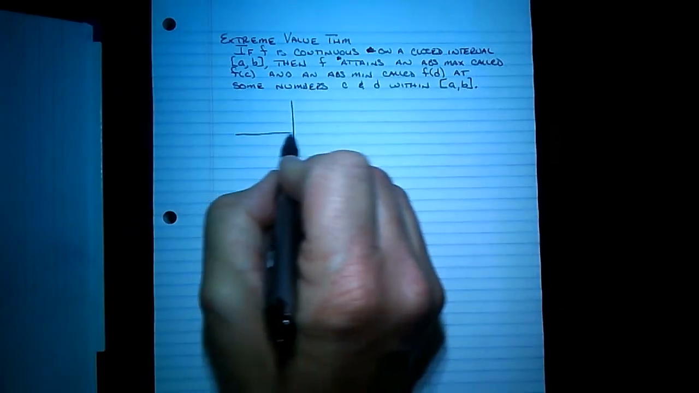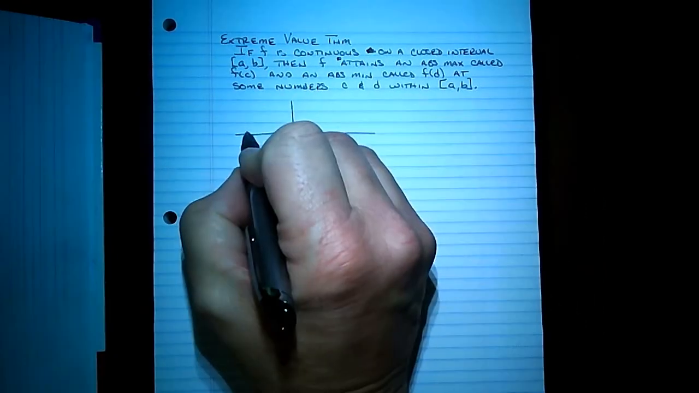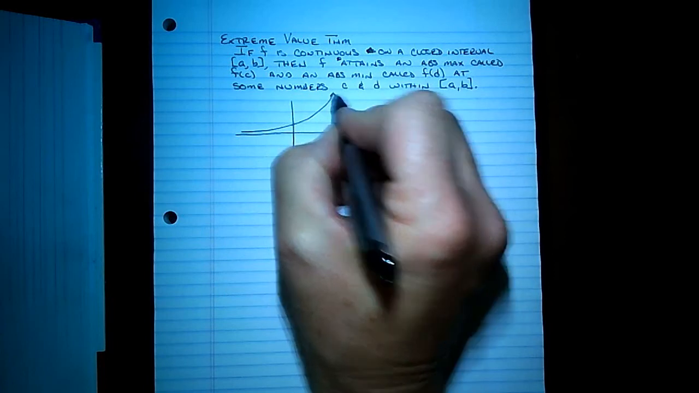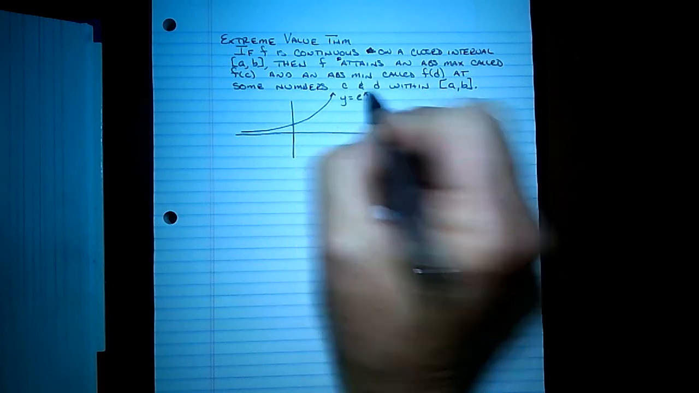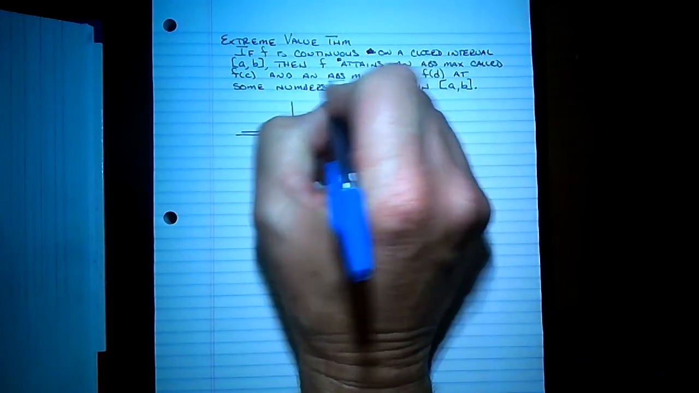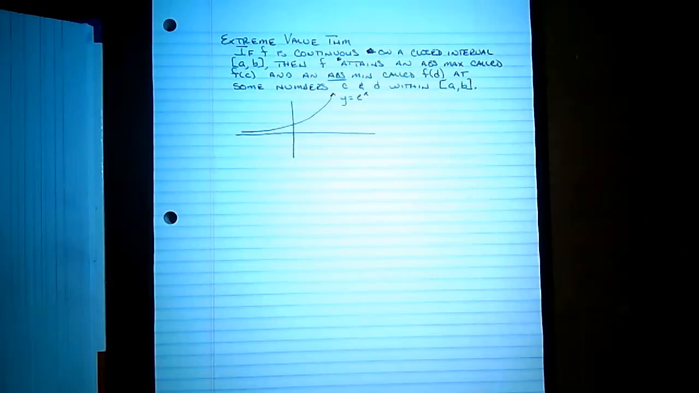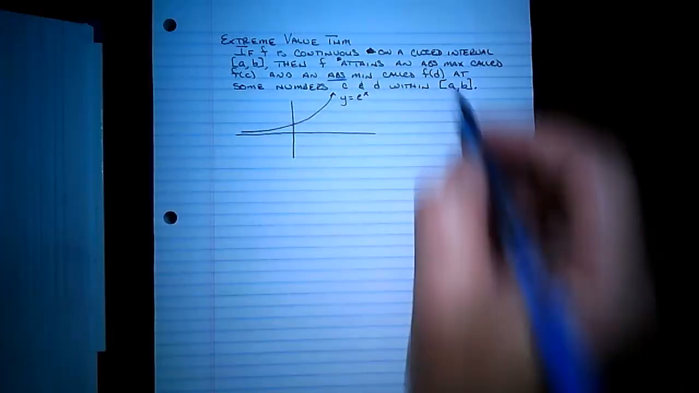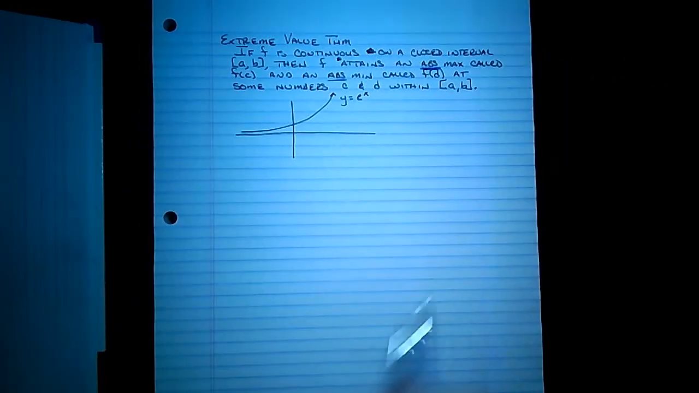Let's go straight to a function we've previously drawn. Let's go to our function y equals e to the x. And we said, okay, this function has no local mins, has no local maxes, has no absolute mins, and has no absolute maxes. Oh, let me call attention to this here. This is talking about absolute mins and absolute maxes. Absolute mins and absolute maxes only. It's not talking about local mins and local maxes.